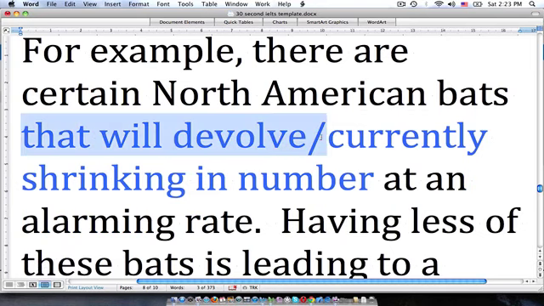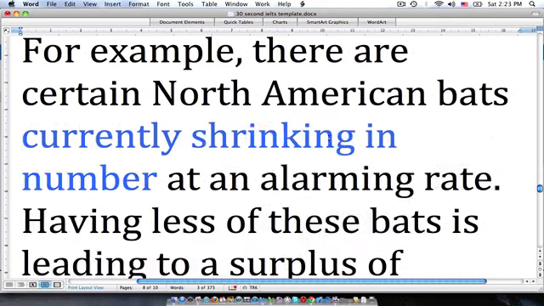I mean, evolve means to grow and to develop into and to prosper in a certain way. So we're not trying to say that they will devolve. They're not experiencing negative evolvement. So that's not correct. The answer would be currently shrinking in number. Shrink means to get smaller at an alarming rate.